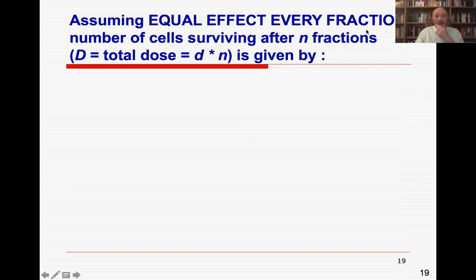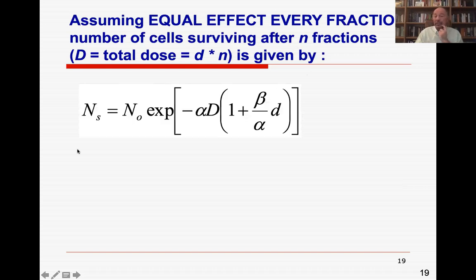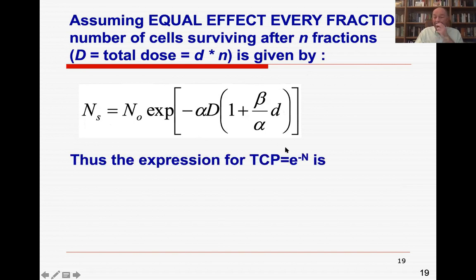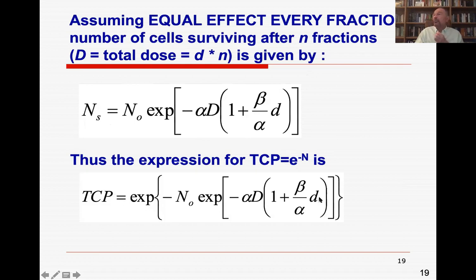So now, if you assume equal effect every fraction, which is questionable, but that's the assumption, the number of cells surviving after n fractions can be written in this way, no? N equals N0 exp minus alpha D, where D is the total dose, times 1 plus beta over alpha d. And this means that the TCP, the tumor control probability, can be written in this way. So you see that now you have a formula for the tumor control probability.